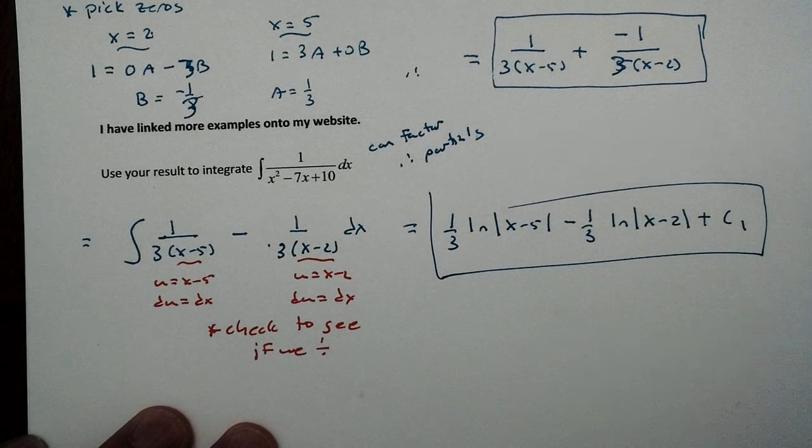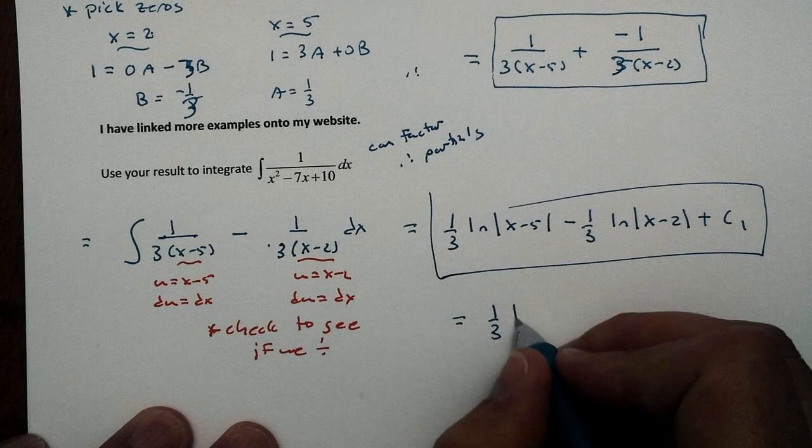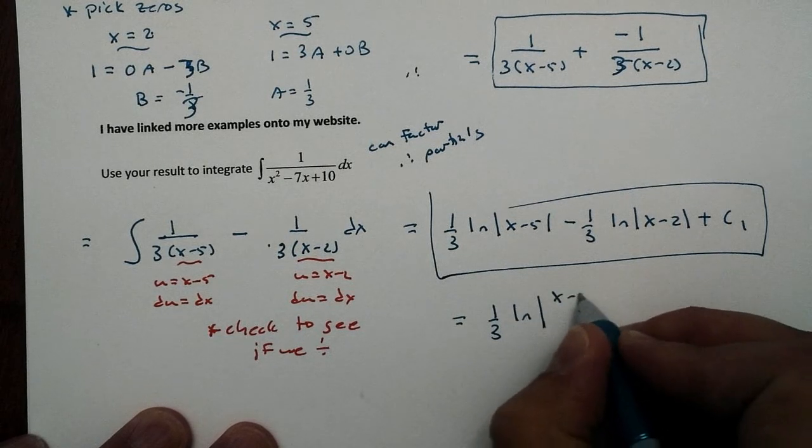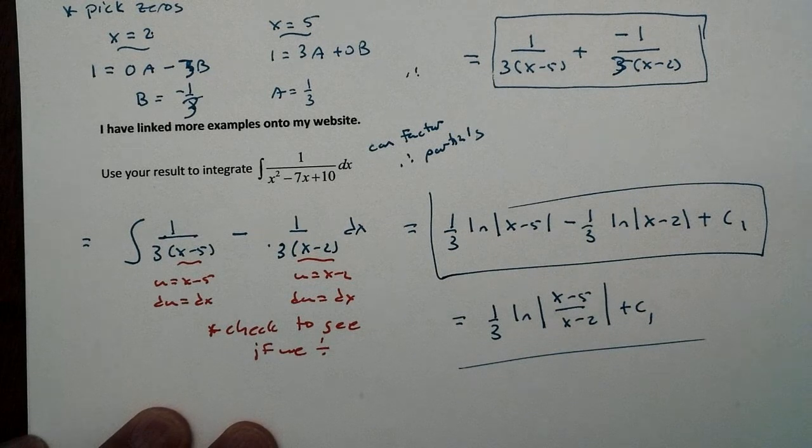There's your antiderivative. Now you can clean it up a little bit. You can use your log properties. I can write this as the natural log of x minus 5 over x minus 2 plus c1 if you like.